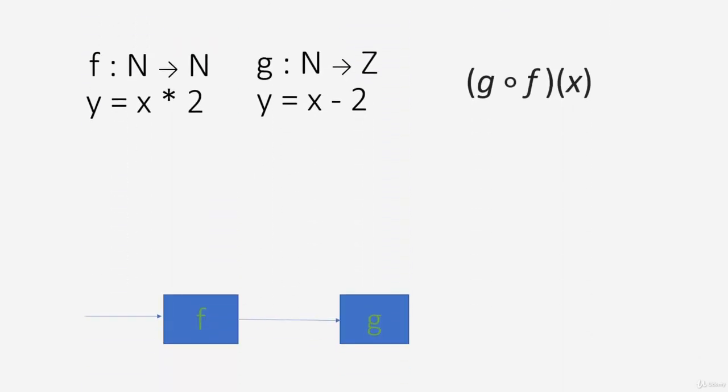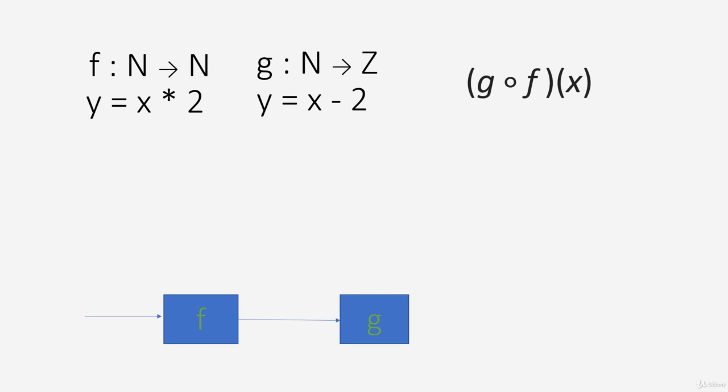So I have here function f that takes some natural number and returns a natural number, and it is defined as y equals x times 2. And then I have function g that takes some natural number and returns us some integer, and it is defined as y equals x minus 2. So let's see how the composition of these two looks.